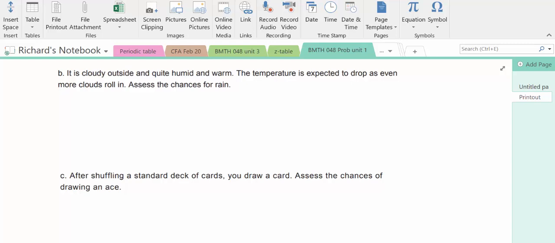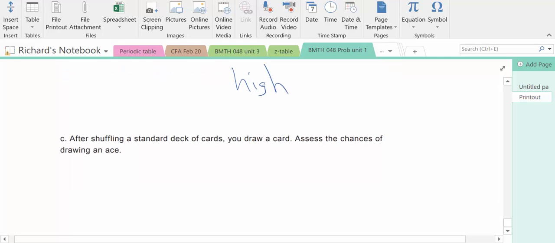Okay, it's cloudy, quite humid and warm. The temperature is going to drop. Well, it turns out that when it's very humid and the temperature drops, the atmosphere can't hold its moisture very well, so the moisture will condense out and become rain. So the chances of rain are high.